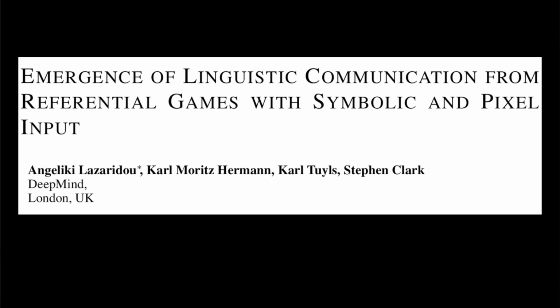Here's the title of the paper. It's called Emergence of Linguistic Communication from Referential Games with Symbolic and Pixel Input. We're not going to talk about symbolic input. Symbolic input is much easier than pixel input. Pixel input means images, in this case, 3D objects. The first author is Angeliki Lazaridou from DeepMind. And this was published as a conference paper at ICLR, which is, in my opinion, the main conference for reinforcement learning. There's lots of papers by OpenAI and DeepMind at this conference.